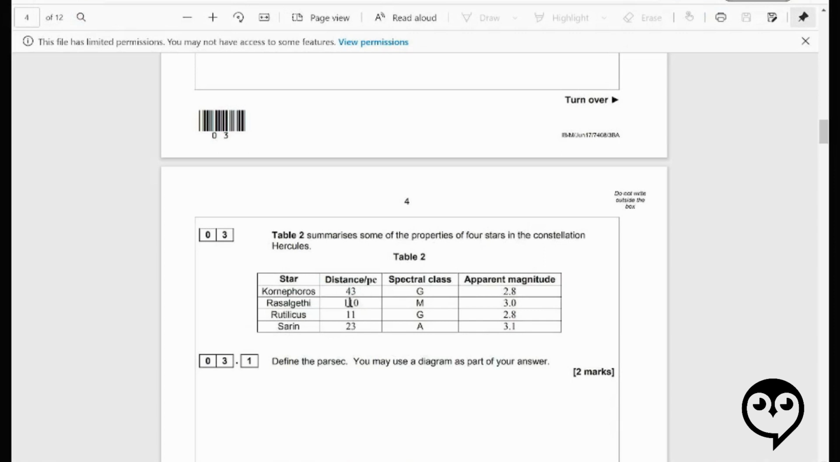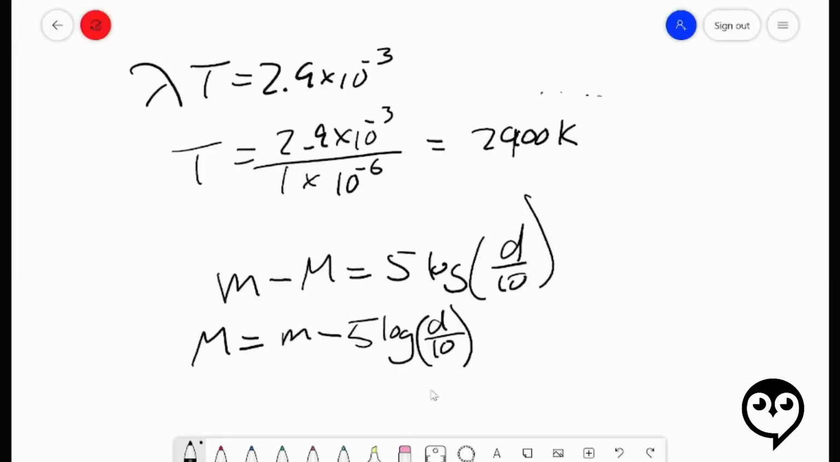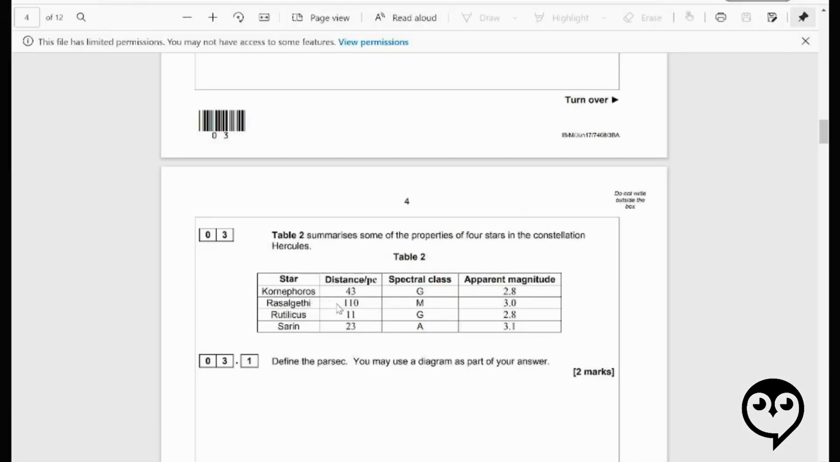And I think if you do 110 over 10, that's already 10. You do log 10, that's 1. You're going to be subtracting 5. Whereas these other ones, this is going to be log of 1, these are smaller. You can see how that's going to fit into this equation. And so this absolute magnitude, I think, is going to be the most negative once you put a number in here. So my guess is Rassel-Gethy.